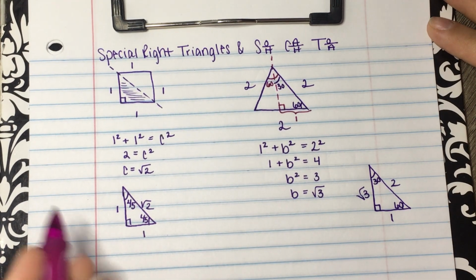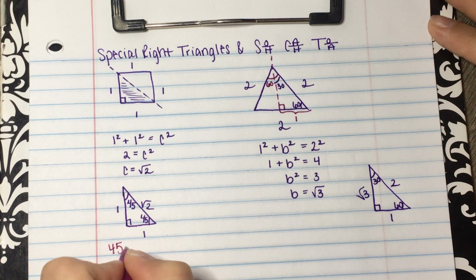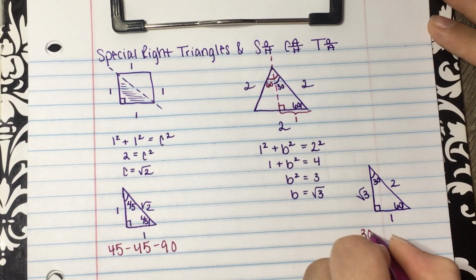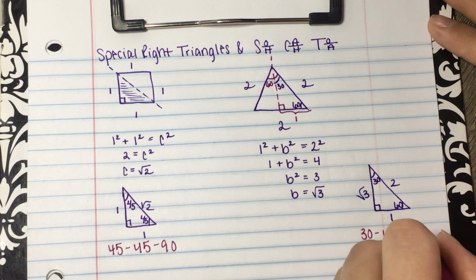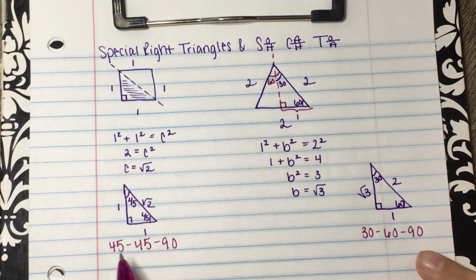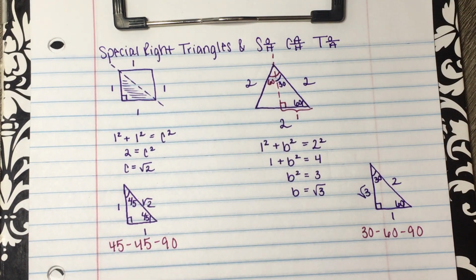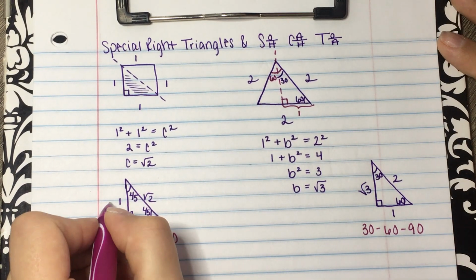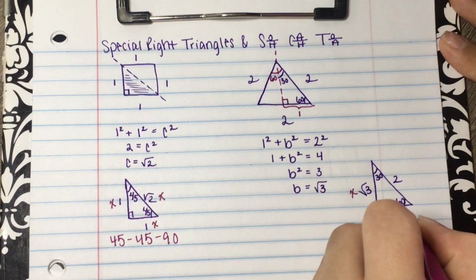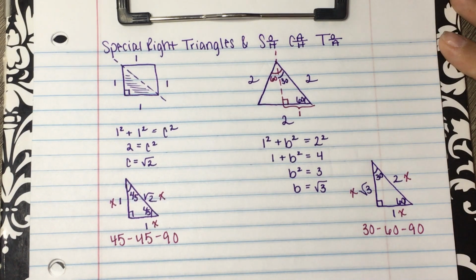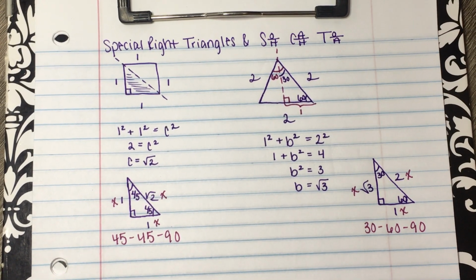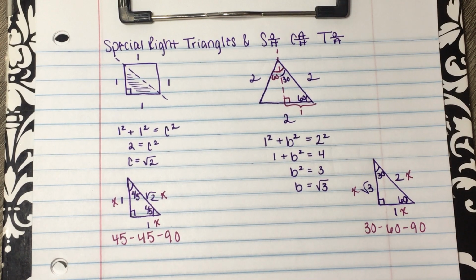And I'm going to label underneath for us. This is our 45, 45, 90, and this is our 30, 60, 90. Now, I don't want to just use these triangles in this form. I want to use them in all of its multiples. So I'm going to drop in an x here, and that shows us that we can multiply all the legs by any number. And we're going to see these triangles in all of its multiples.